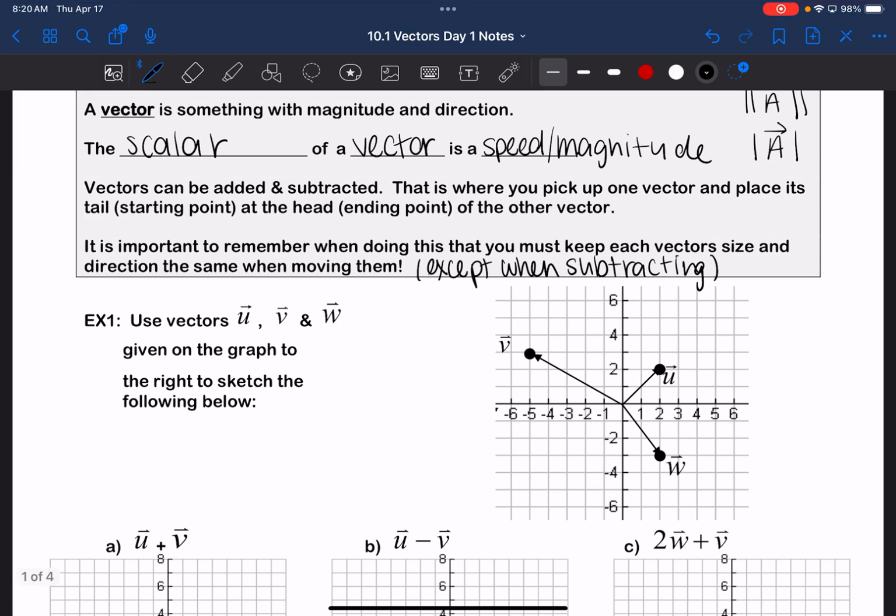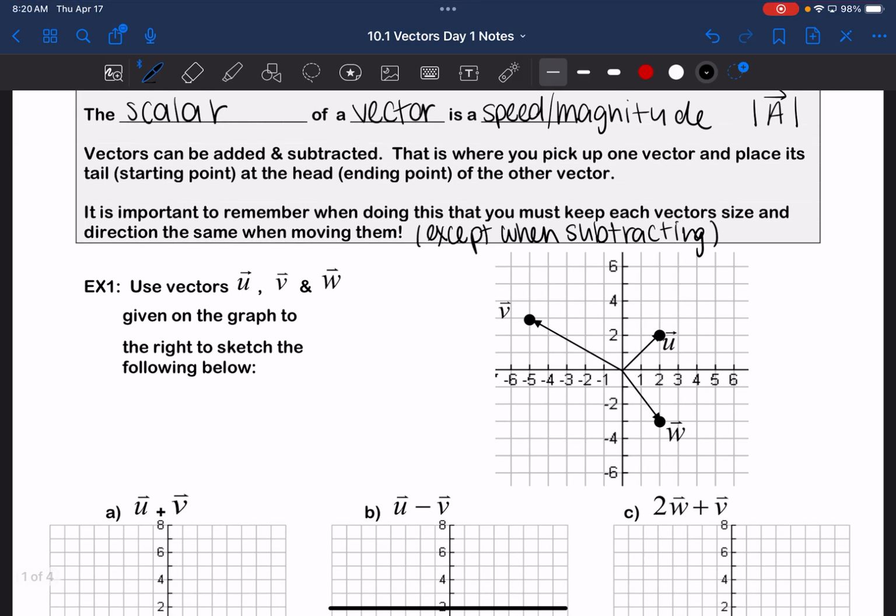All right, so on example 1, they drew a picture for us here with vectors u, v, and w drawn on the coordinate plane. So if I wanted to know the vector for each of these, I just look at where its terminal point is, or where its ending point is. So for vector v, it ends right here at this point, which is at -5, 3. So I would say that vector v is vector -5, 3. So instead of parentheses, you use these. They kind of look like the greater than and less than signs. That's how we will notate a vector versus a point.